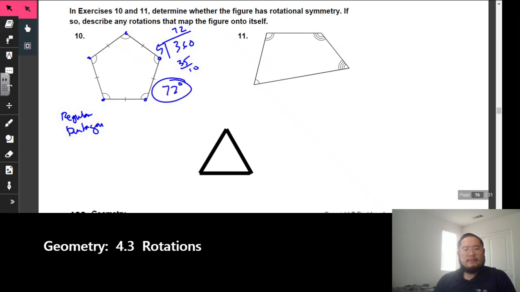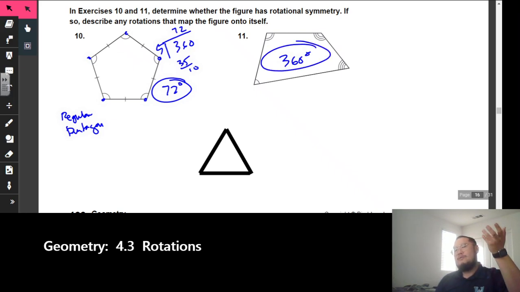Alright? Rotational symmetry, yes. When? Every 72 degrees. Number 11. Is there rotational symmetry there? Well, remember, it has to be a regular polygon, which it is not. So then the only way it'll rotate onto itself, hopefully you realize, is if we rotate this 360 degrees. So you take it, rotate it 360, then it'll rotate onto itself.